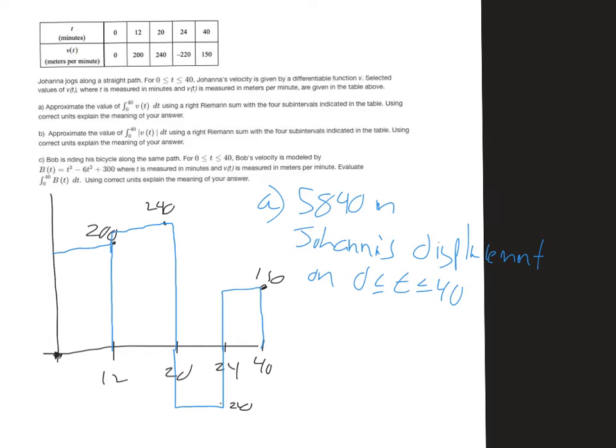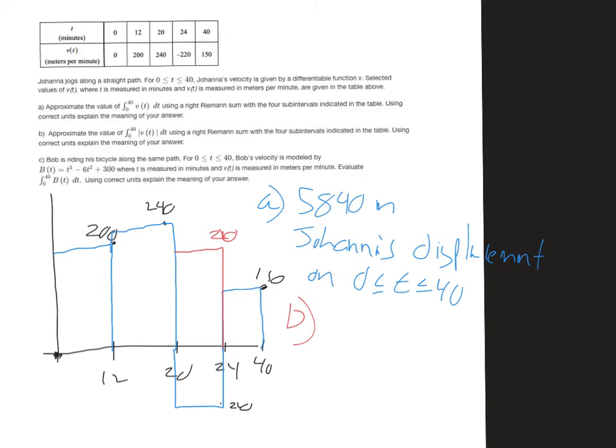Now part B changes the question slightly, just slightly, and says, all right, now put this absolute value in your definite integral. What's that going to do? Well, it's only going to do one thing. It's going to change this negative 220 to a positive, right? Because that's what absolute value does. It changes anything that's negative to a positive. So all it's going to do here is take this guy and make him a positive 220.